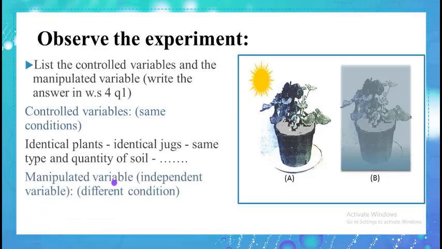What is the manipulated variable or the independent variable? Which means the different condition or the difference between the two setups of the experiment. This is setup A, and here we have setup B. What is the difference between setup A and B? We have what? The presence or absence of sunlight.